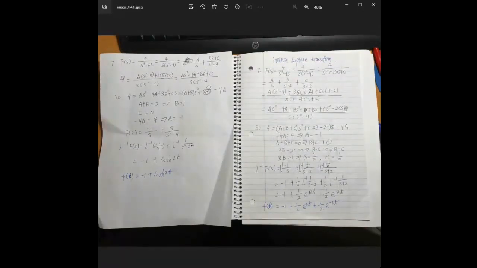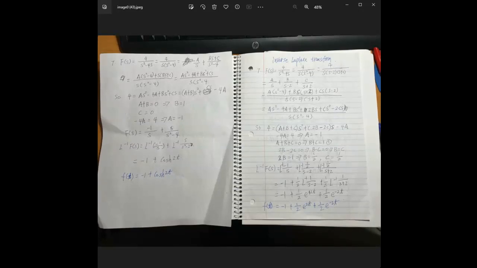So capital F of s equals the partial fractions: negative 1 over s plus s over s squared minus 4. So when I inverse both of these, the final answer is lowercase f of t equals negative 1 plus cos 2t. That's method one.